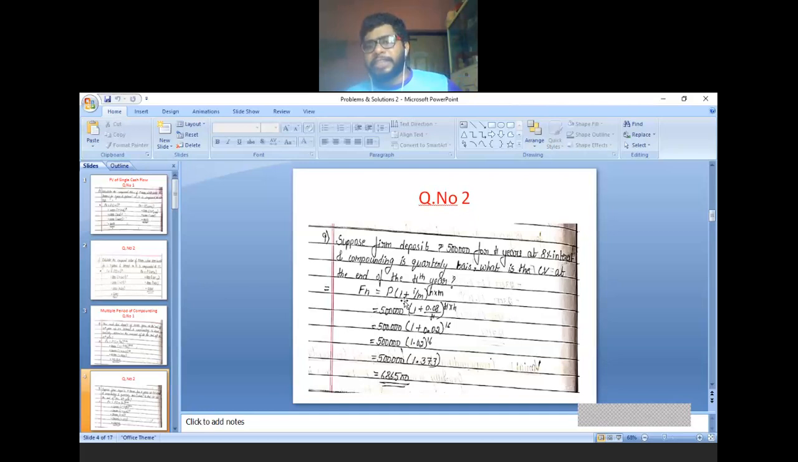How did you understand it is multiple period of compounding? Because quarterly is given. In the last problem, semi-annually was given. Otherwise, interest is done once in a year. But here interest is calculated once in every 3 months. Therefore, it is quarterly, m is equal to 4. So Fn is equal to P into (1 plus i divided by m) to the power n into m. Substitute. P is equal to 5 lakh, 1 plus 0.08 divided by m, which means quarterly, therefore 4, to the power n, how many years?